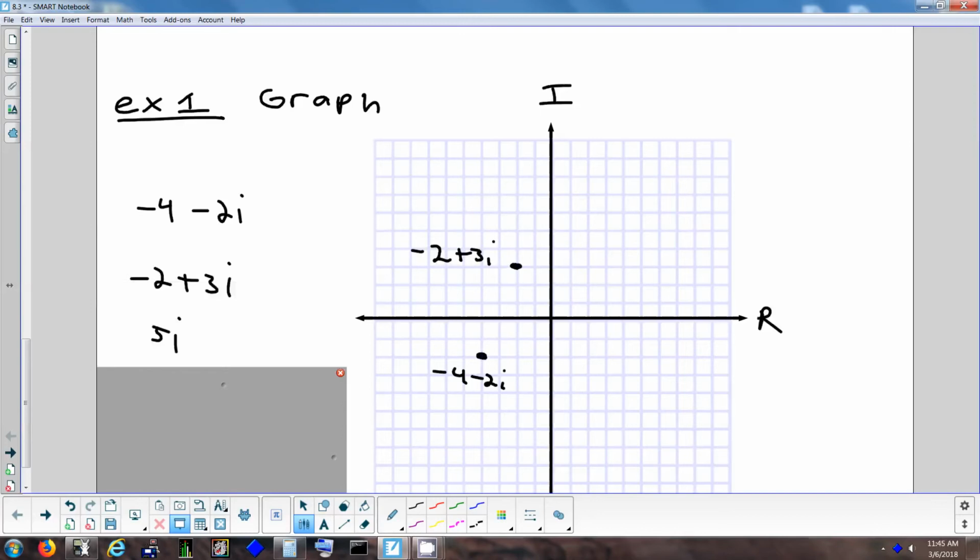How about 5i? It's like 0, comma 5, right? You just go up 5 on the imaginary. And 6? Yep, you just go to the right 6. That's like 6, comma 0. Okay, any questions on graphing complex numbers?